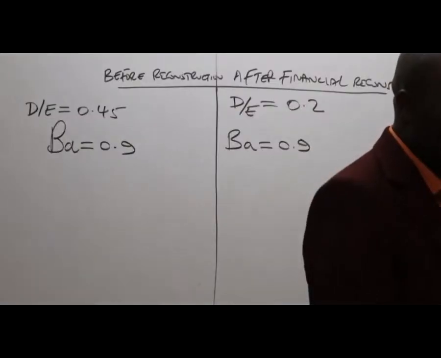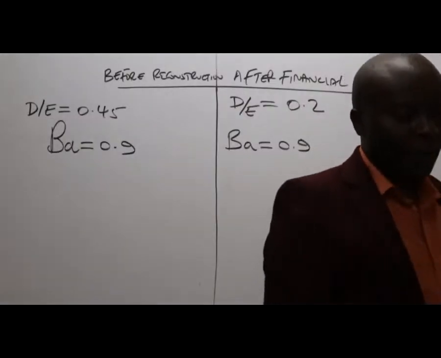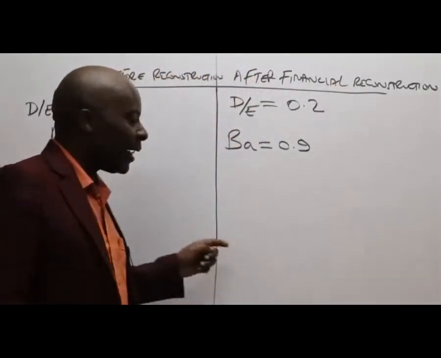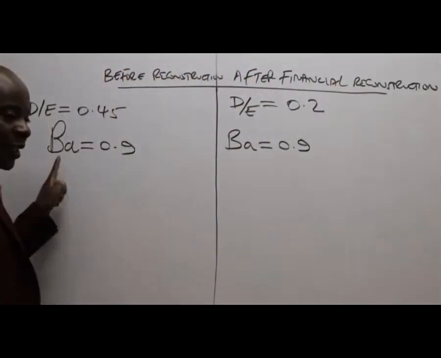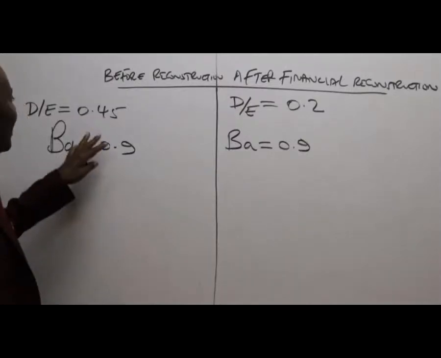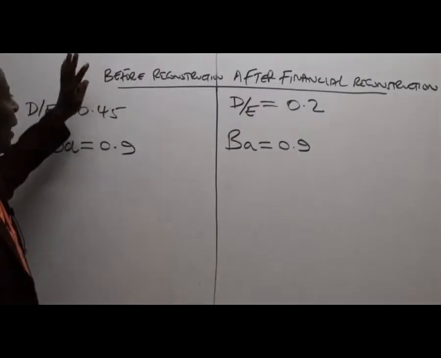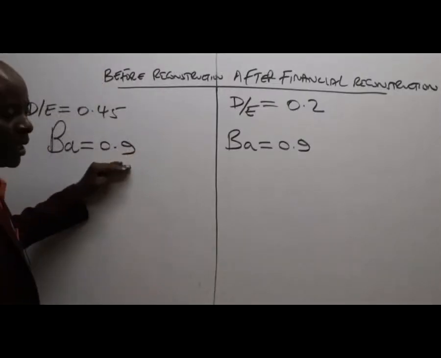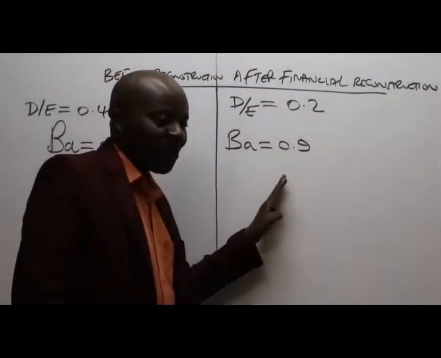You have already written it down that this is beta assets, which is the same as unlevered beta. So if it's unlevered beta, it doesn't matter what debt this organization has. Unlevered beta for both of these scenarios will be 0.9.